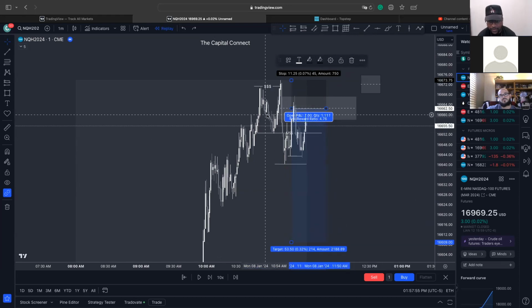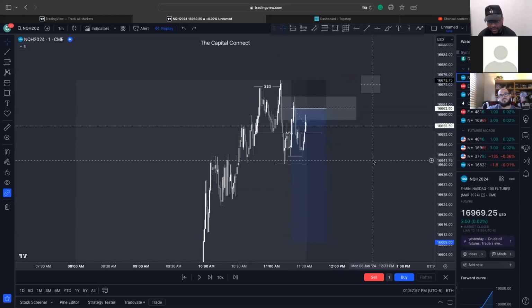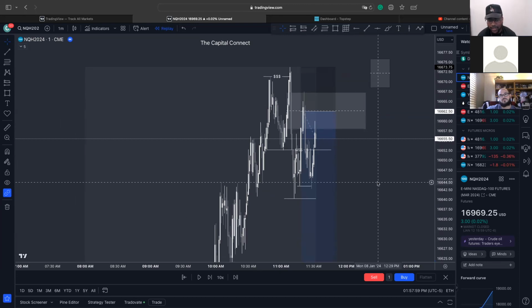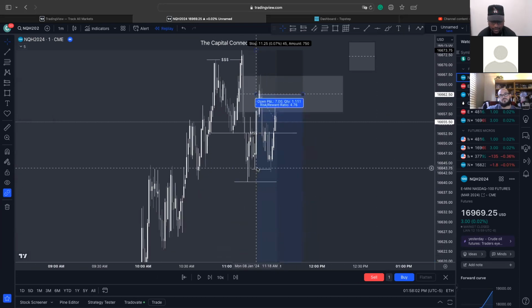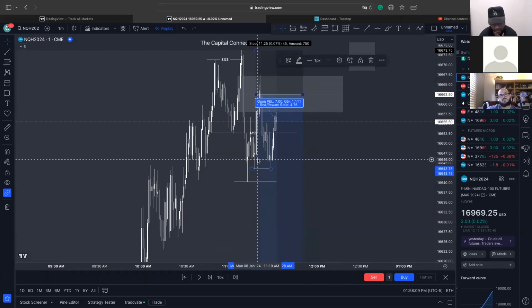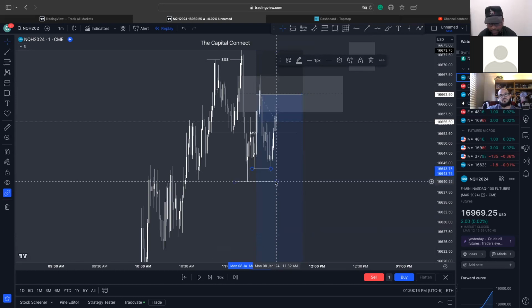So I entered at that consequent encroachment. We got tagged in here. I actually went break even at the break of this little internal low sitting right here with this white line. The only reason I did that is because I saw we rejected it, number one, and two, we got like 2 points away from my first TP, and I wasn't willing at that point to let this come back and be a loser. So that was my first break even point, that recent low.